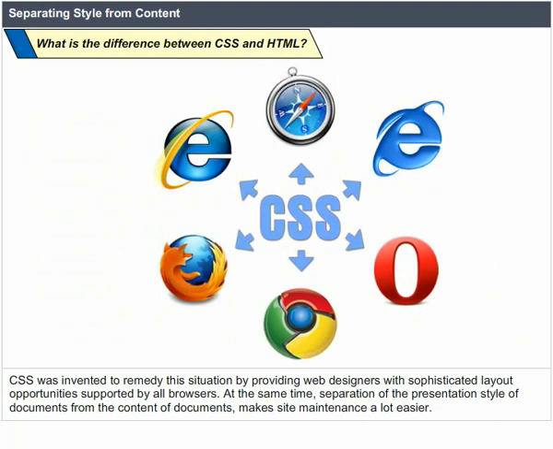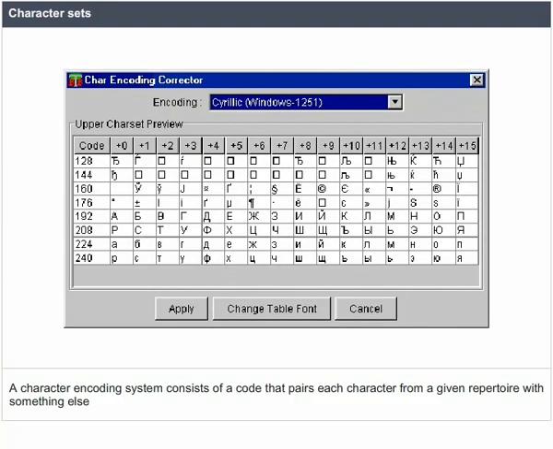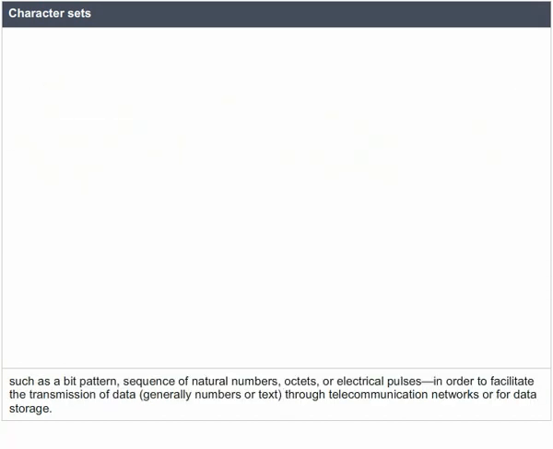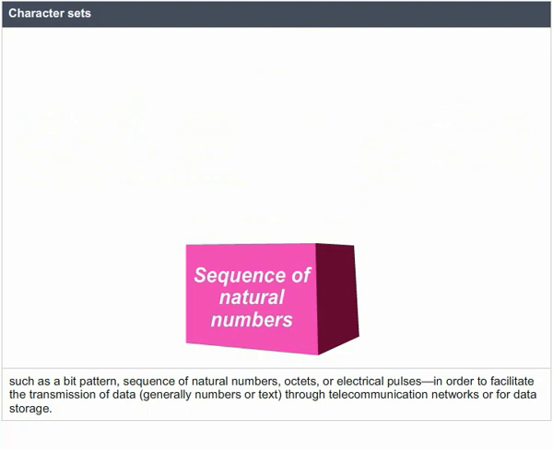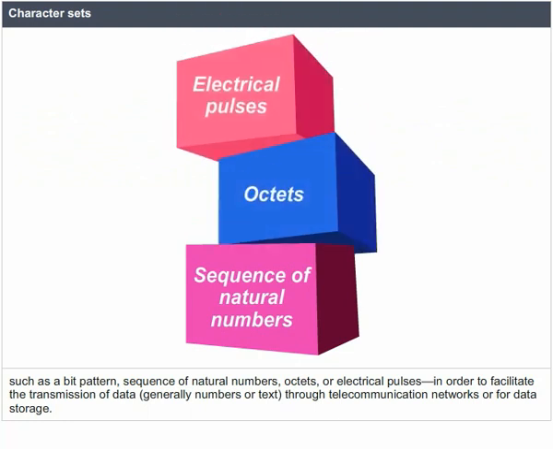Character sets. A character encoding system consists of a code that pairs each character from a given repertoire with something else, such as bit pattern, sequence of natural numbers, octets, or electrical pulses, in order to facilitate the transmission of data.